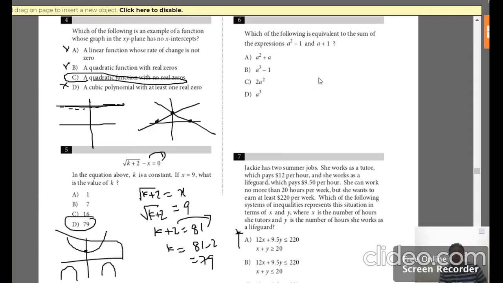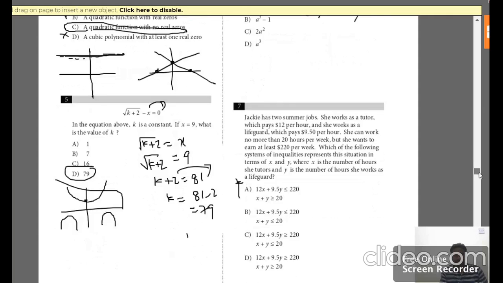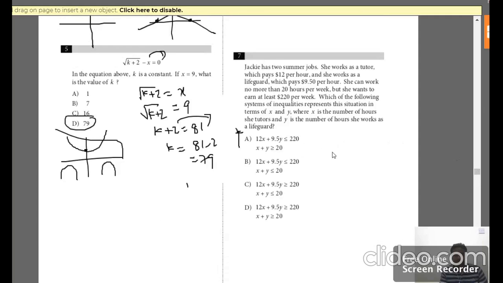Now moving on to question number 6, which of the following is equivalent to the sum of the expression a squared minus 1 and a plus 1? So upon adding these two, this is the sum. This is what you have to focus on. This goes out, so my answer will give me a squared plus a. Moving on to the next set of questions.